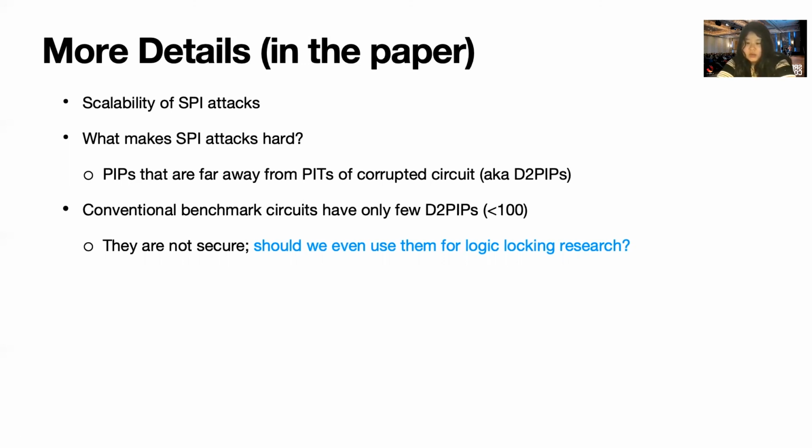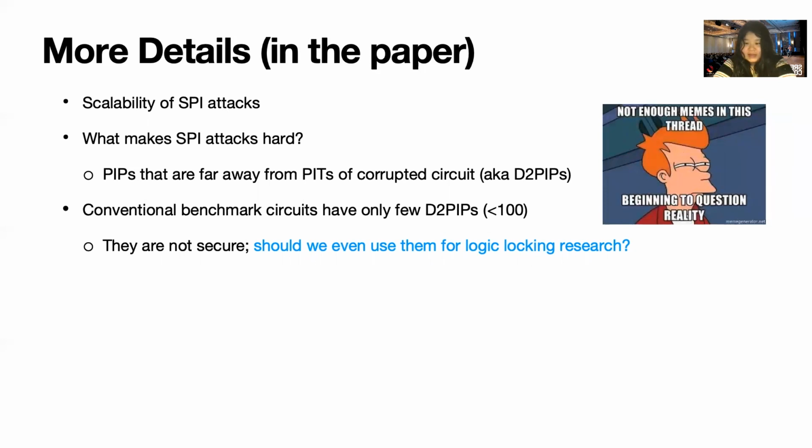In this work, we also put forward a security property: PIs that are far away from all the other PIs in the original circuit's PIT are named D2 PIPs. And D2 PIPs are secure against structural attacks if chosen as the protected input patterns. However, the reality is that in benchmark circuits, there are limited D2 PIPs. And these D2 PIPs are vulnerable to brute force attack. So it is unclear whether we should use these D2 PIPs in logic locking research.